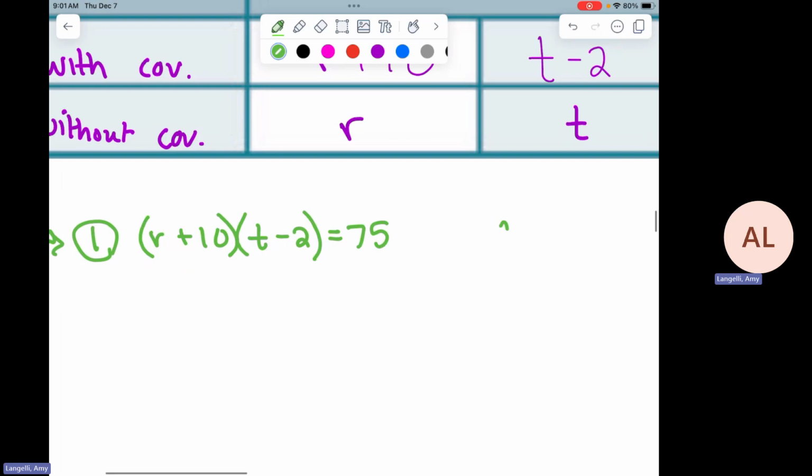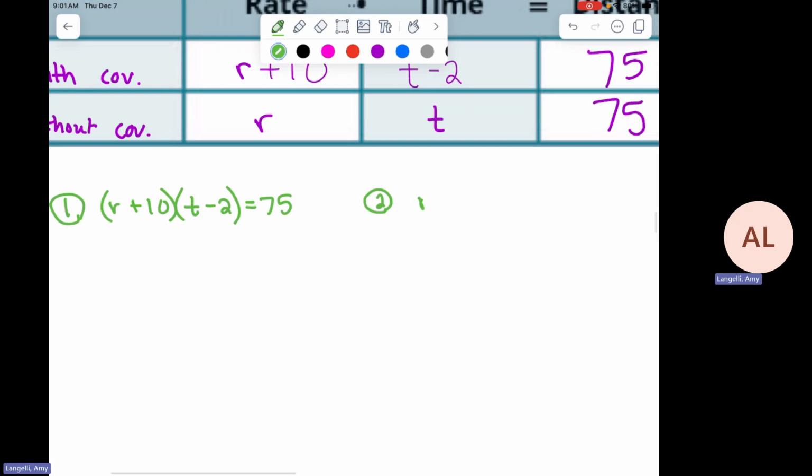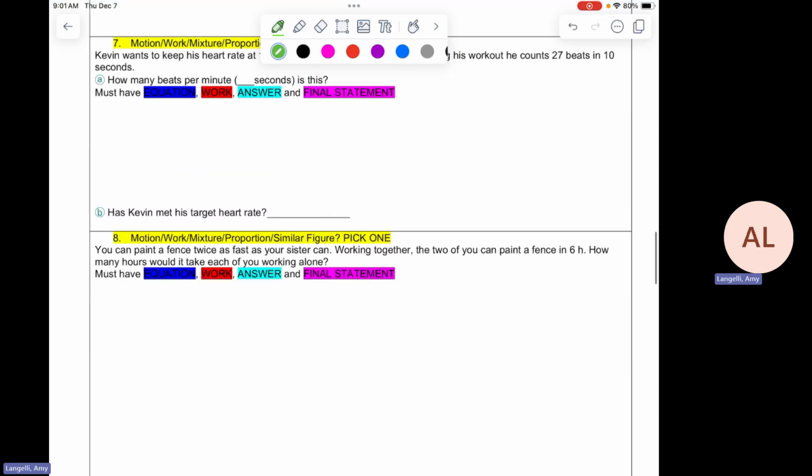And then let's take a look at number 2. I feel like I'm going to get you guys started on this one after we set them all up, because this will be your hardest algebra one to solve. Good. All right. And then let's go to number 7.